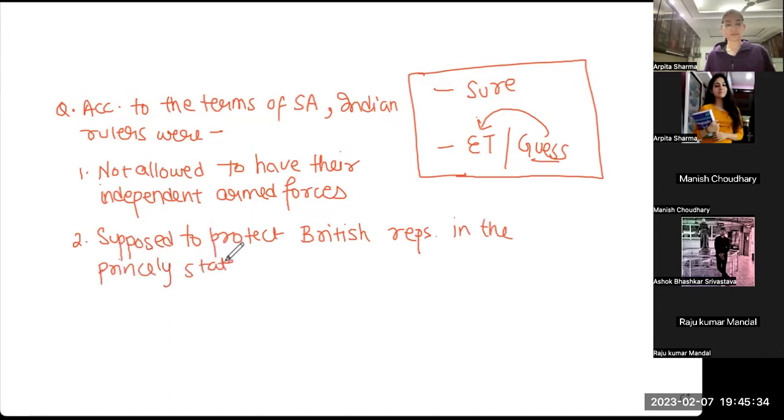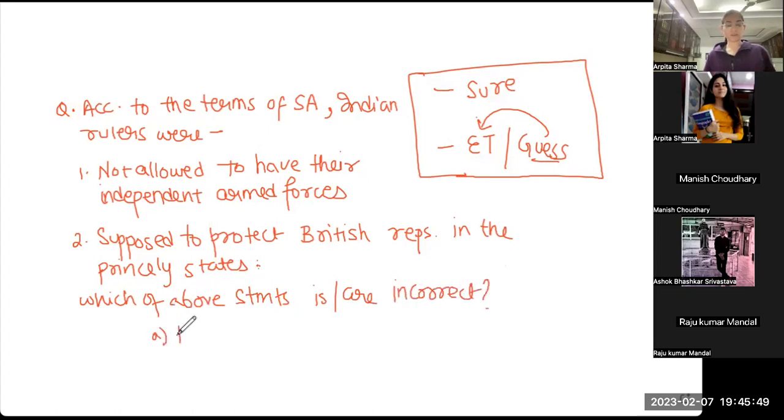Now listen to the question very carefully. Which of the above statements is or are incorrect? Option A, 1; B, 2; C, both; D, none. In the comment section, please, your answer.